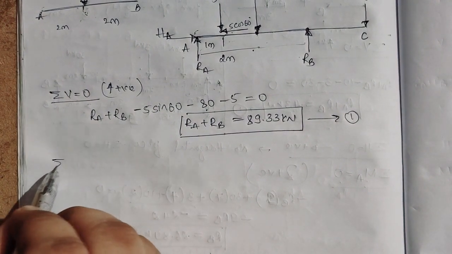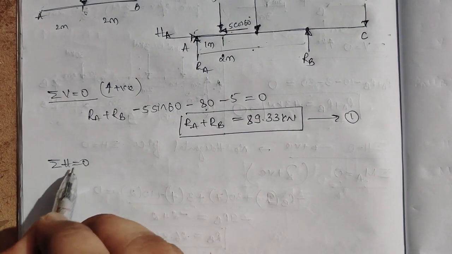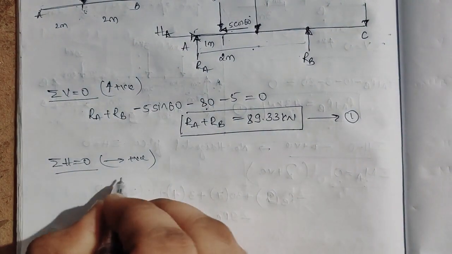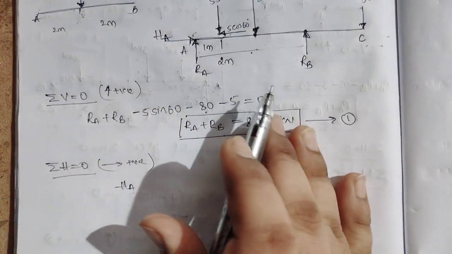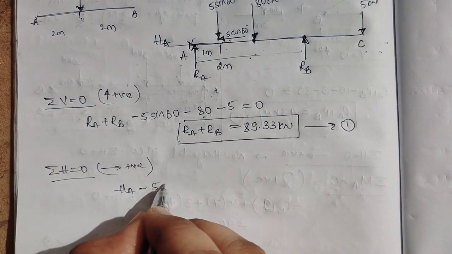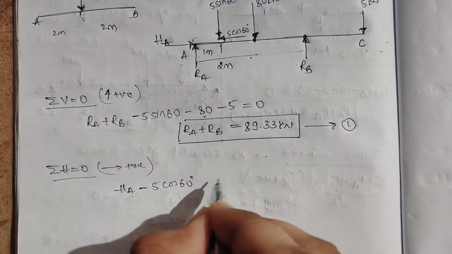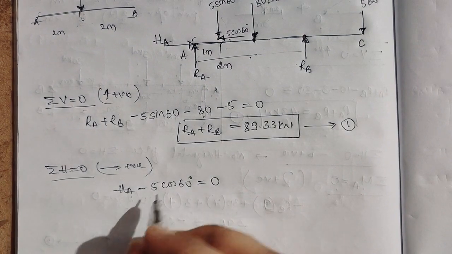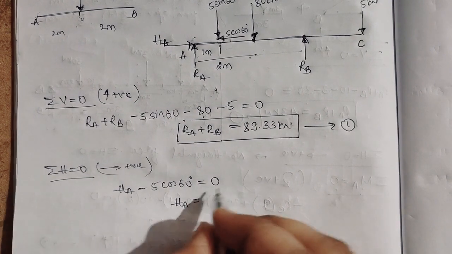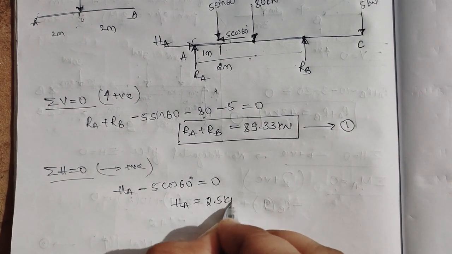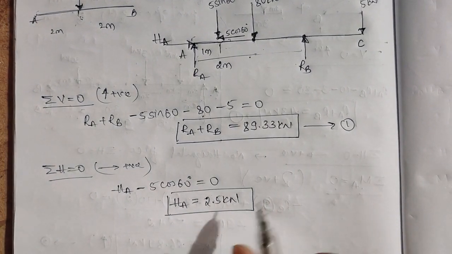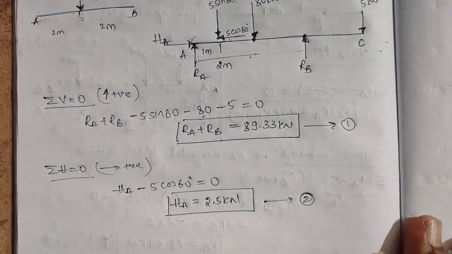So I'll take summation of horizontal forces equal to 0, taking left to right as positive. So HA is positive, then here it is right to left, 5 cos 60, so minus 5 cos 60 is equal to 0. So HA will be 5 cos 60, which is 2.5 kilonewton. So the horizontal force at A is 2.5 kilonewton. This is equation number 2.